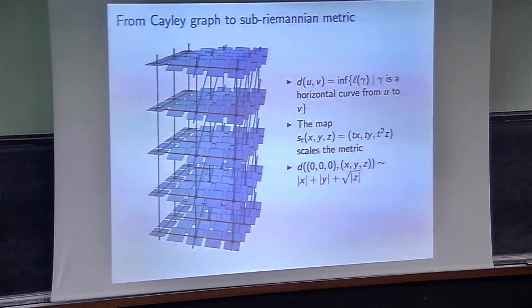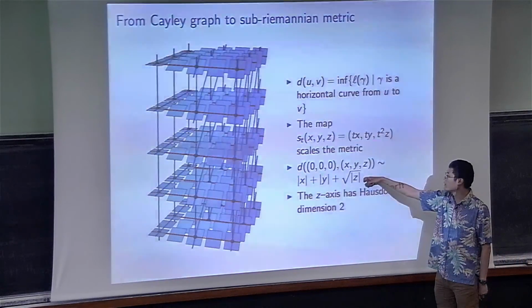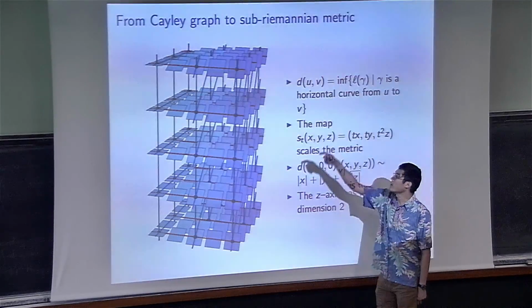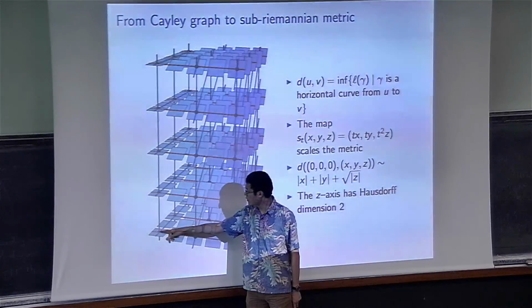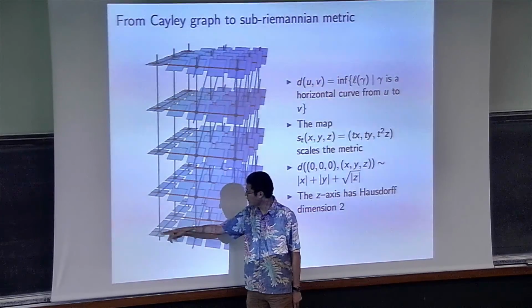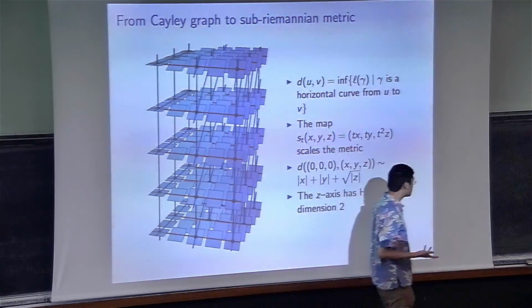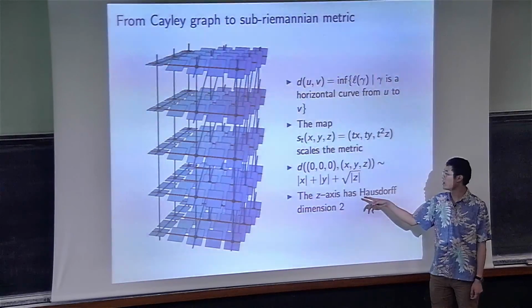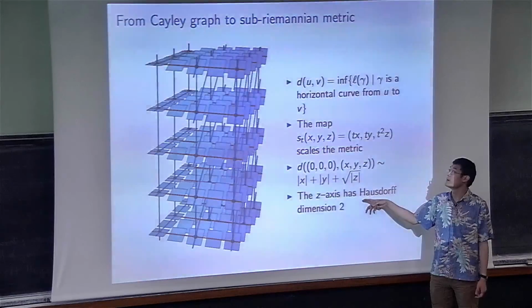And also, because of this square root in the metric here, the z-axis turns out to be a lot bigger than the way we've drawn it here. It's actually relatively difficult to go from here to here, because to go from here to here by a horizontal curve, I basically have to take a spiral path that goes around like that. Because of that, distances between points that are vertically separated tend to be rather large, and you can show that the z-axis actually has Hausdorff dimension 2.